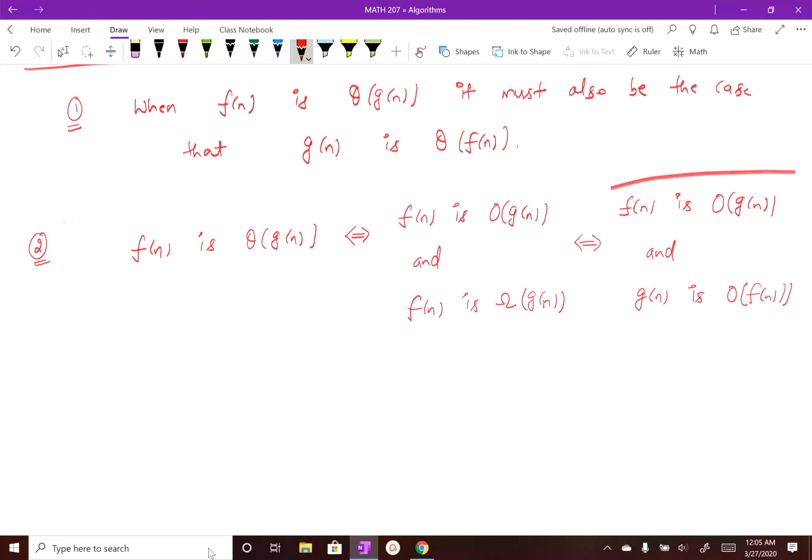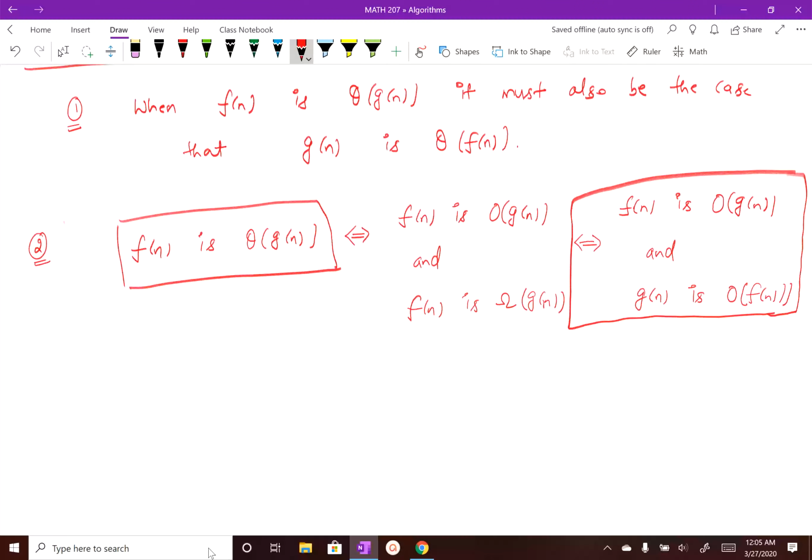Okay, so you have this equivalent statement of proving that f of n is big theta of g of n, and this definition is based on big O. So if you understand the big O notation, and if you can show that f of n is big O of g of n, and g of n is big O of f of n, then on combining the proof of both of them, you can say f of n is big theta of g of n. So this is the second property about big theta.